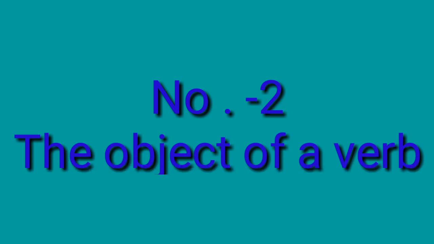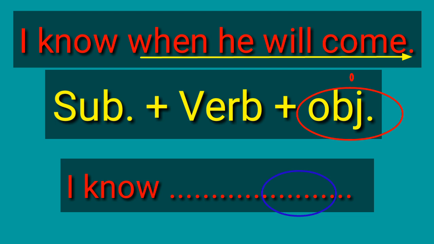Next, number 2, the object of a verb. Here the clause will be used in the place of an object to work the same as an object used in the sentence. For example, I know when he will come. Here the clause when he will come has been used as an object of the verb know. So it is easily identified as a noun clause.